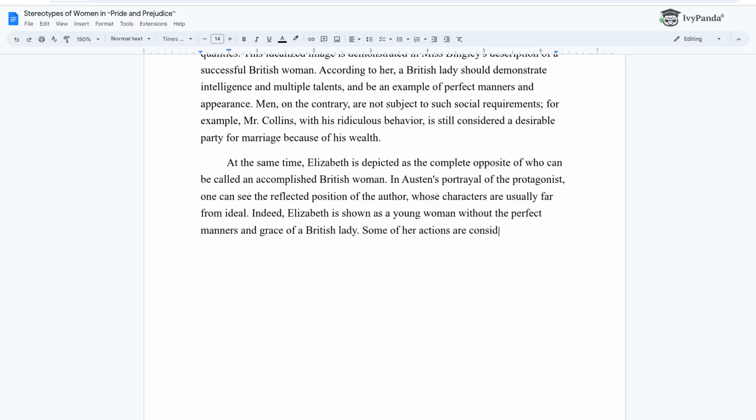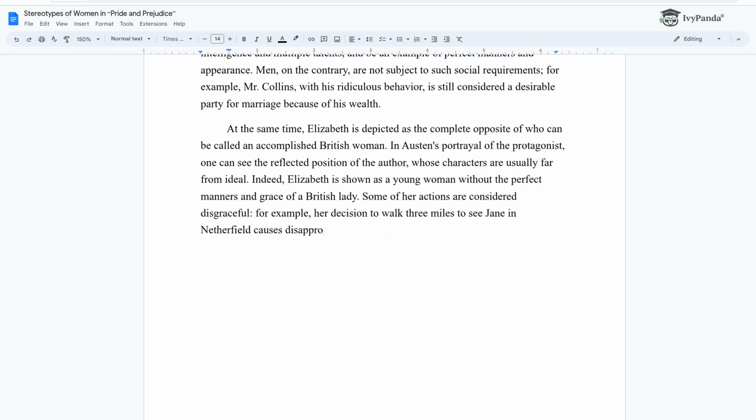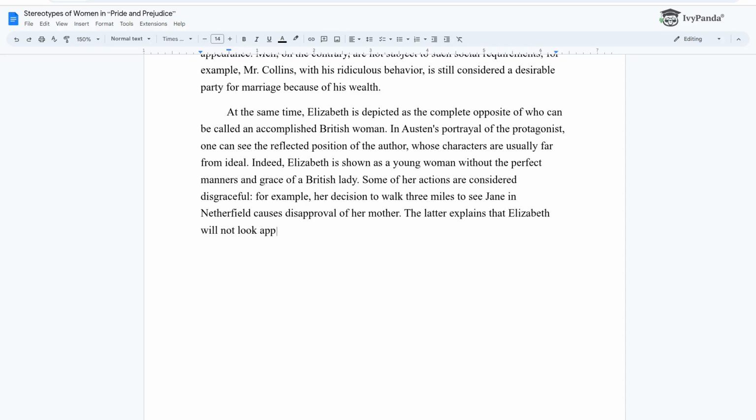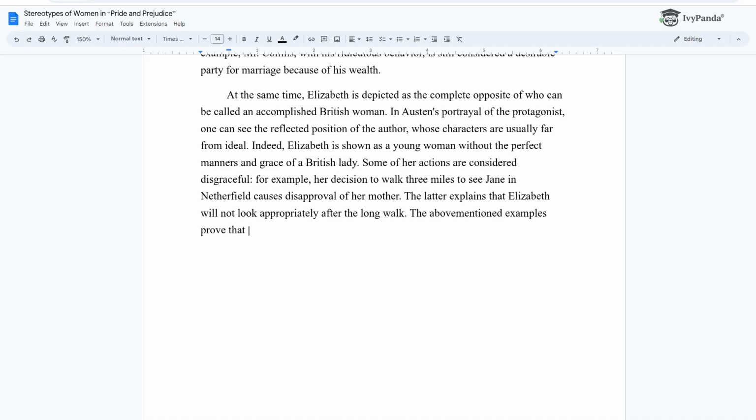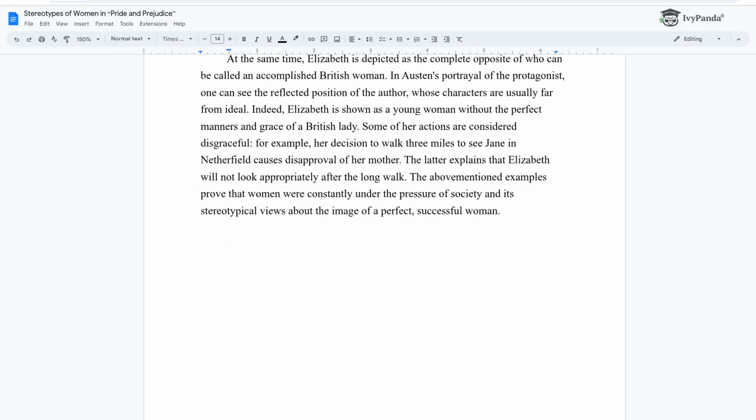Some of her actions are considered disgraceful. For example, her decision to walk 3 miles to see Jane in Netherfield causes disapproval of her mother. The latter explains that Elizabeth will not look appropriately after the long walk. The above-mentioned examples prove that women were constantly under the pressure of society and its stereotypical views about the image of a perfect, successful woman.